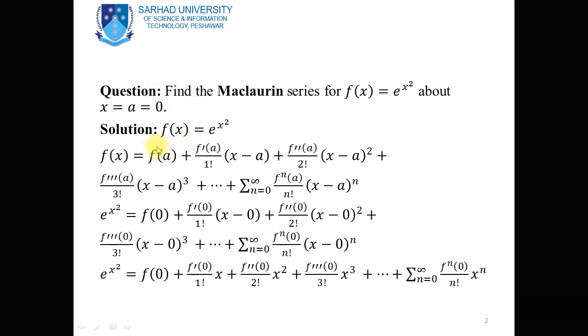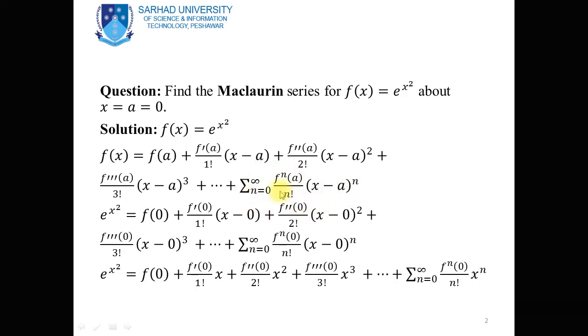So like you see over here, f of x is equal to f of a plus first order derivative of the function at x is equal to a divided by 1 factorial into x minus a, plus second order derivative of the function at x is equal to a divided by 2 factorial into x minus a whole square, plus third order derivative of the function at x is equal to a divided by 3 factorial into x minus a whole cube, plus and so on up to n terms. Sigma n is equal to 0 up to infinity, the nth order derivative of the function at x is equal to a divided by n factorial, into x minus a whole power n.